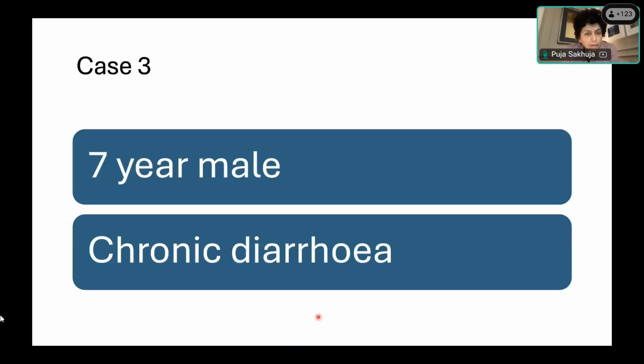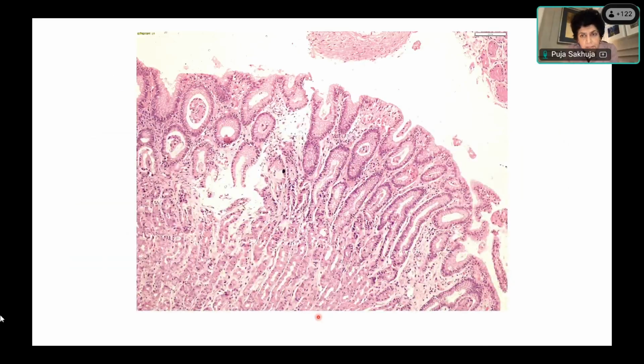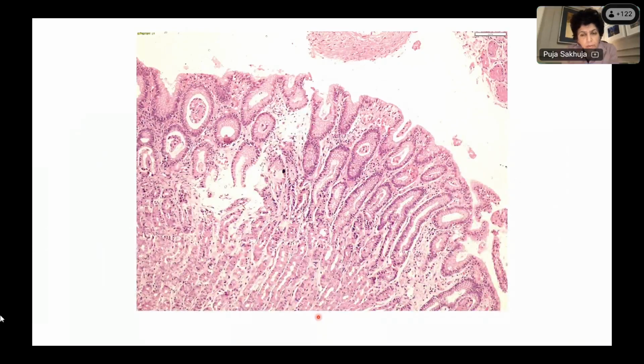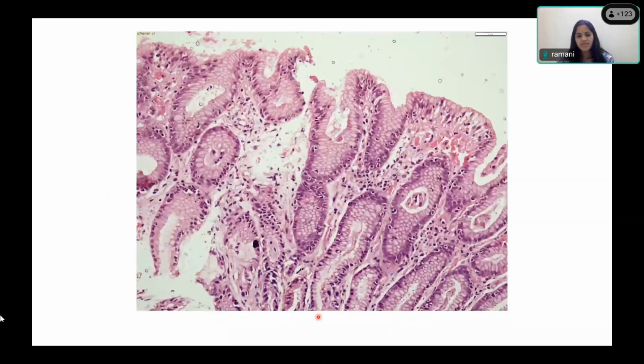So, 7-year-old male with chronic diarrhea, and this is the photomicrograph. These two photomicrographs were shared, right? Would you like to describe this? Ma'am, there is crypt elongation and irregularity. What is this biopsy of? What part of the GIT? Colonic biopsy. What do you see in the colon?